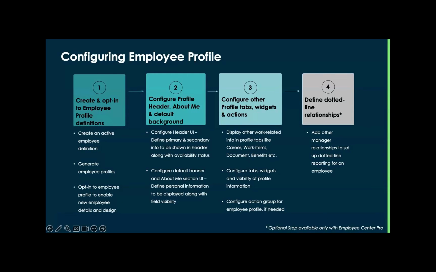The next step is configuring the profile headers or About Me section and the default background. So as an admin, the header experience that we have just seen for the employee profile is configurable. You could define what primary or secondary information needs to be shown in the header, along with the availability status. So the Microsoft Teams availability status, you can configure that to be shown or not, right? Then as an admin, we could configure the default banner that would be displayed for all the users if they have not personalized their banner image.